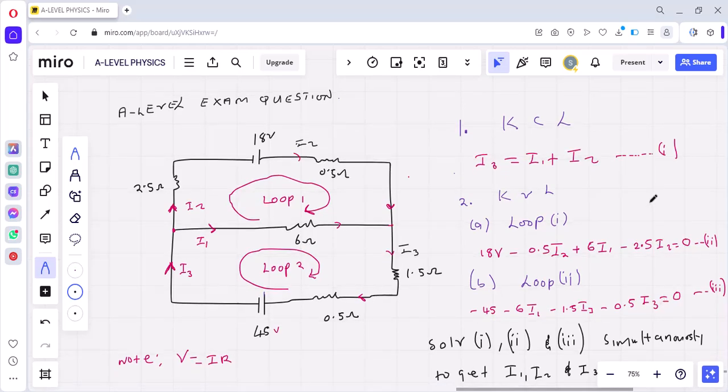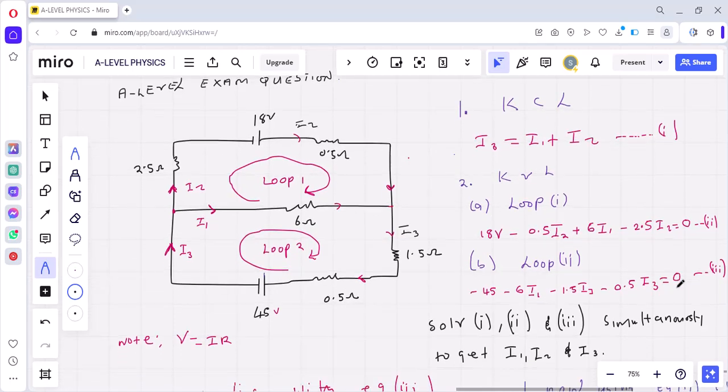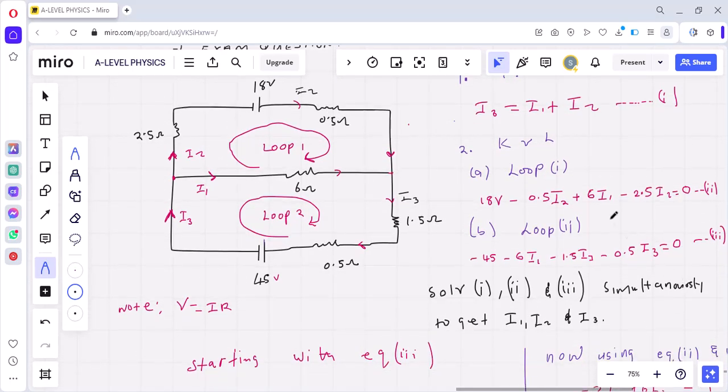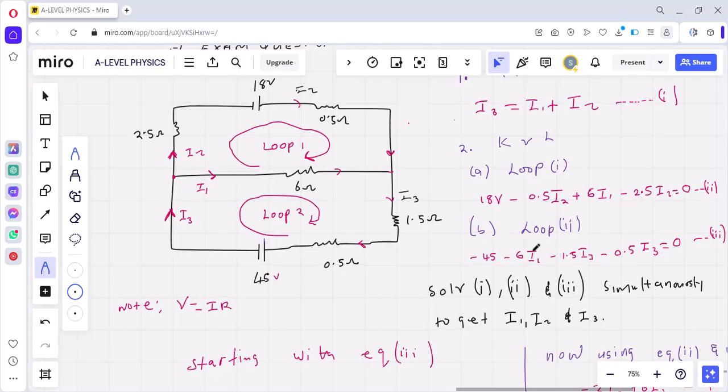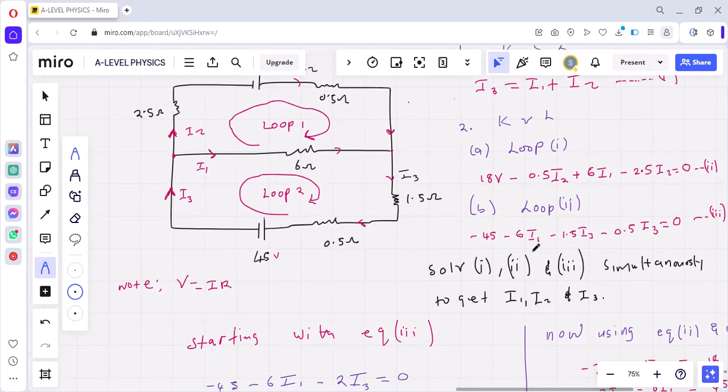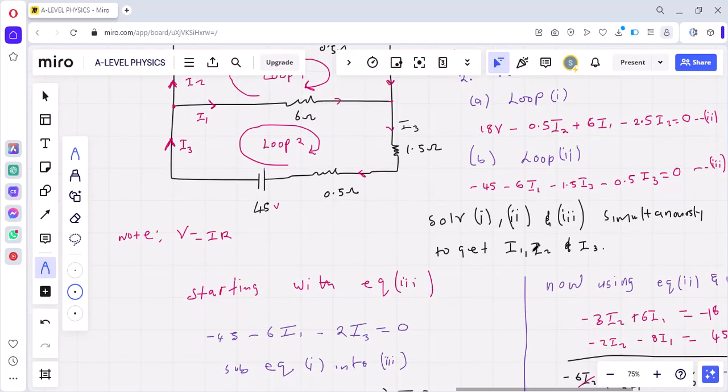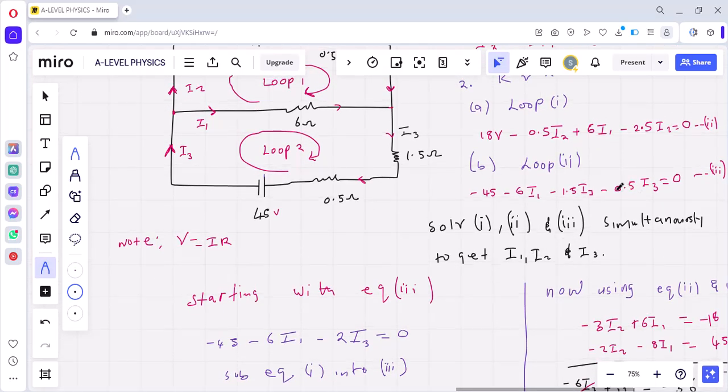Now I have 3 linear equations: equation 1, equation 2, and equation 3. We have to solve these equations simultaneously for current 1, current 2, and current 3. You can see that these are the only 3 variables in our equations. We can start with equation 3. You can pick any equation, then you can use any method that you know to solve this system of equations.